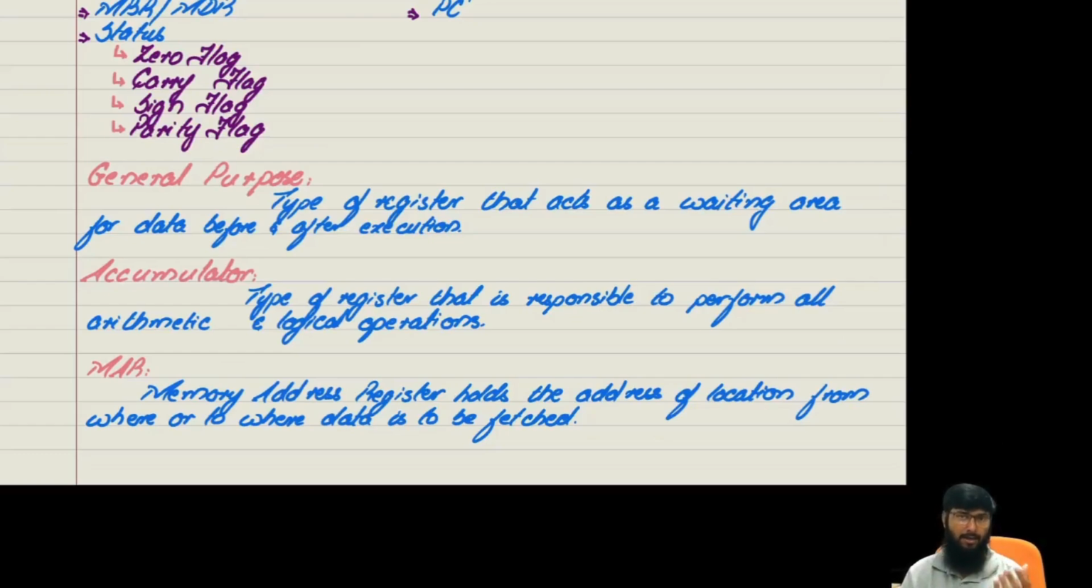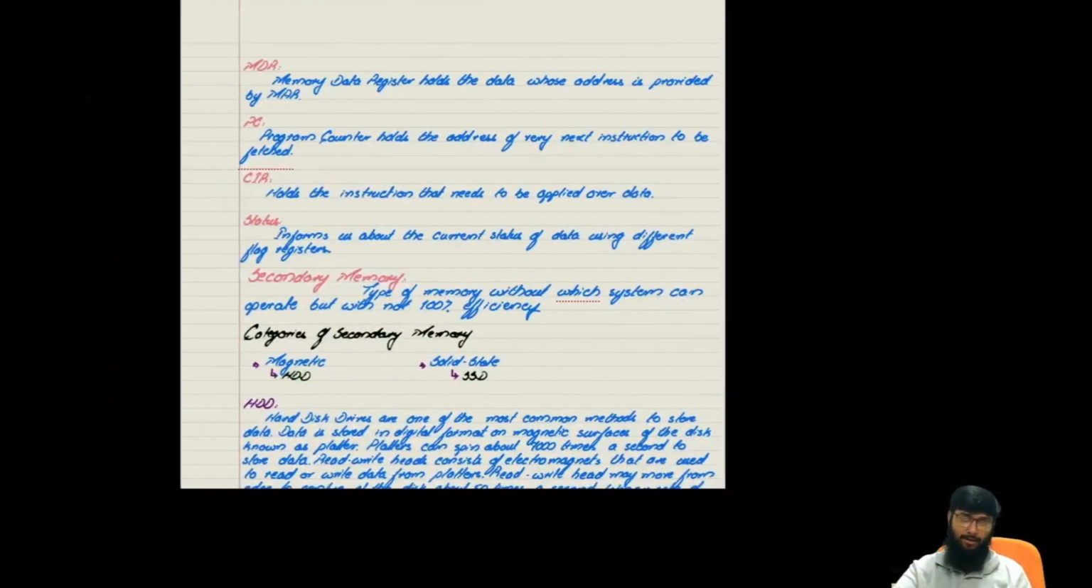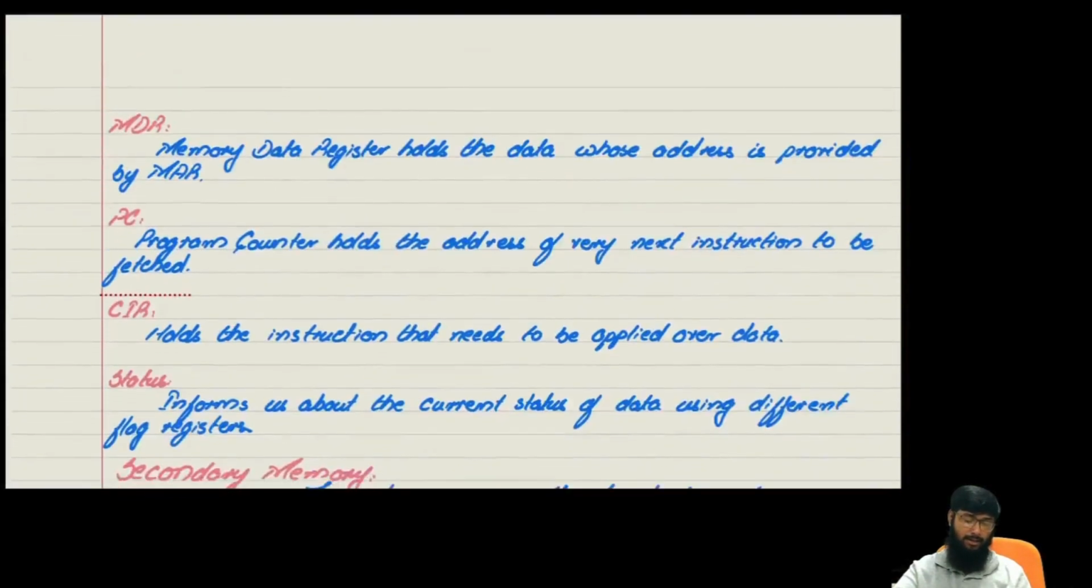So MAR is the memory address register. It holds the address, or you may say the section number, from where you need to bring the data, or where you need to store that particular data after execution. The address of that particular location, where you are going to store the data or from where you are bringing the data, is stored into the MAR. So MAR is actually holding the address.